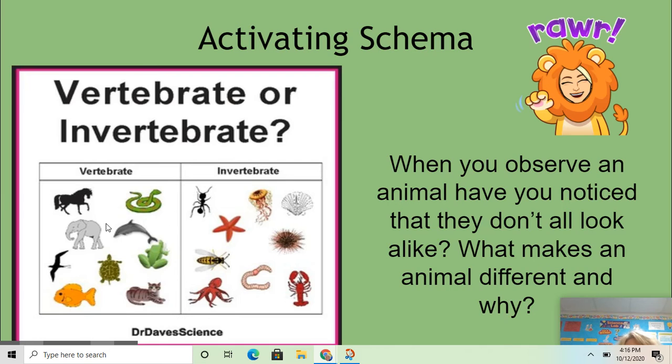Invertebrates, and those are vertebrate animals. Vertebrate meaning they have a backbone. Invertebrate, we've got a starfish, an ant. Do you notice that they all look different? Each one has something special about them.